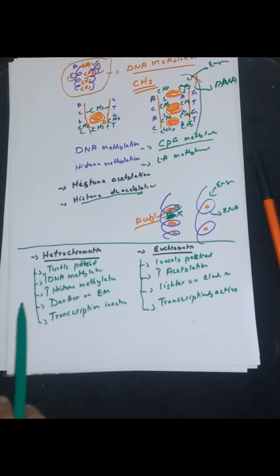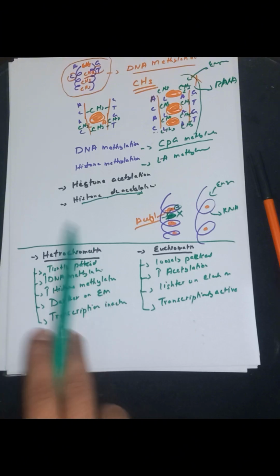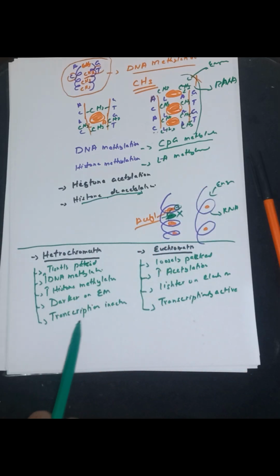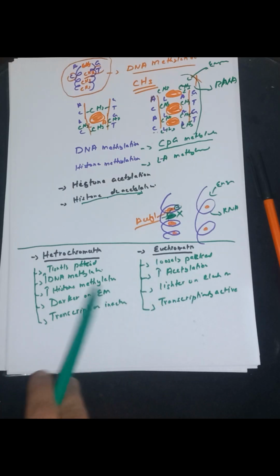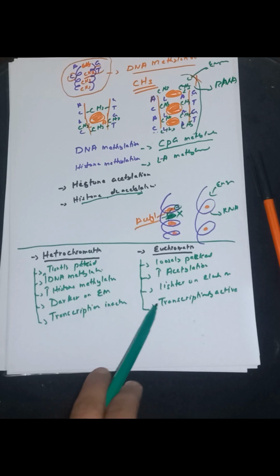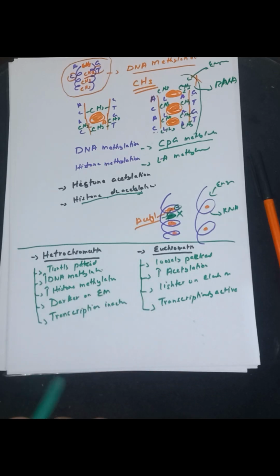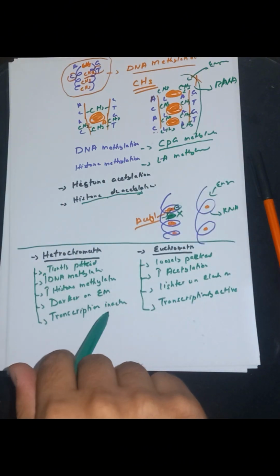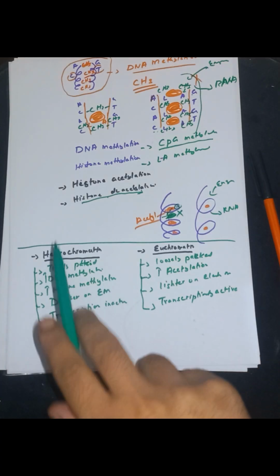Heterochromatin is tightly packed. Why is it tightly packed? Because of methylation. It appears darker on electron microscope, and because of its tight packaging, it is transcriptionally inactive. What about euchromatin? It is loosely packed because of acetylation, so it will be transcriptionally active. So these are the two types of chromatin based on their structure, and the third type was chromosome, which is only seen during cell division. So everyone must have understood it.